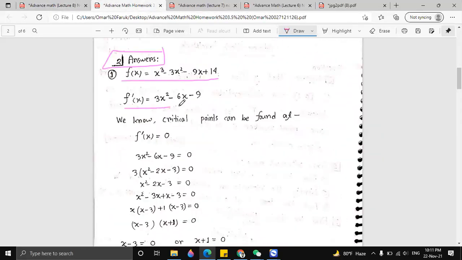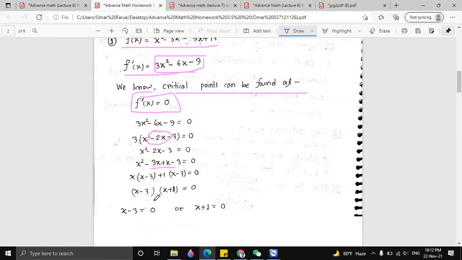So now let's find the derivative. It will be 3x squared minus 6x minus 9, right? And we know that critical points can be found where the derivative of that function is 0. So we write this equal to 0, and then we take the 3 as common. So we get x squared minus 2x minus 3 equal to 0. Now we have to break the middle term, which is minus 2x. If we break it down, it becomes minus 3x plus 1x.